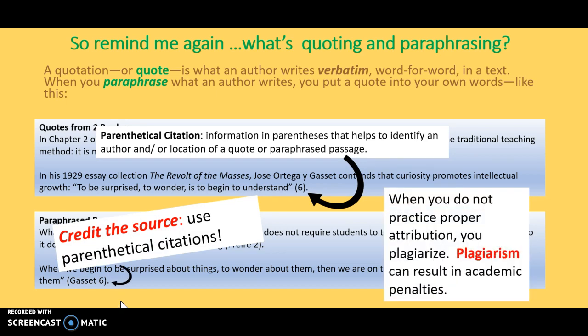And let me mention very quickly that we use parenthetical citations because we must credit the source. Credit the source, use parenthetical citations. When you do not practice proper attribution, use parenthetical citations, you plagiarize. Plagiarism can result in academic penalties. All right, moving on.